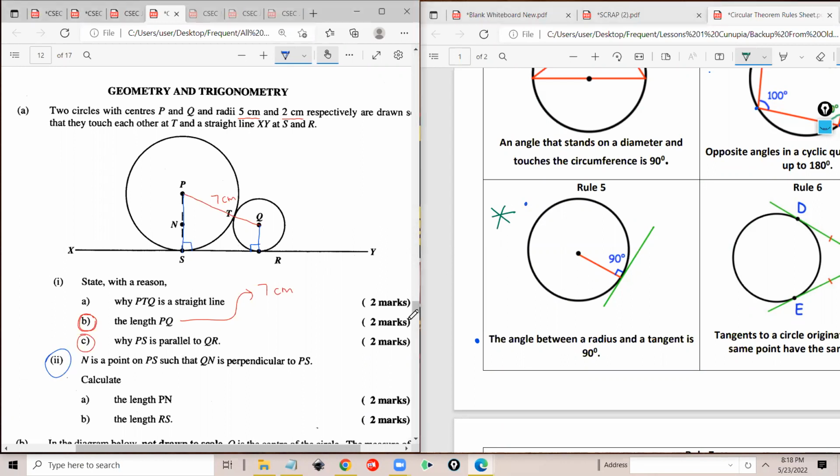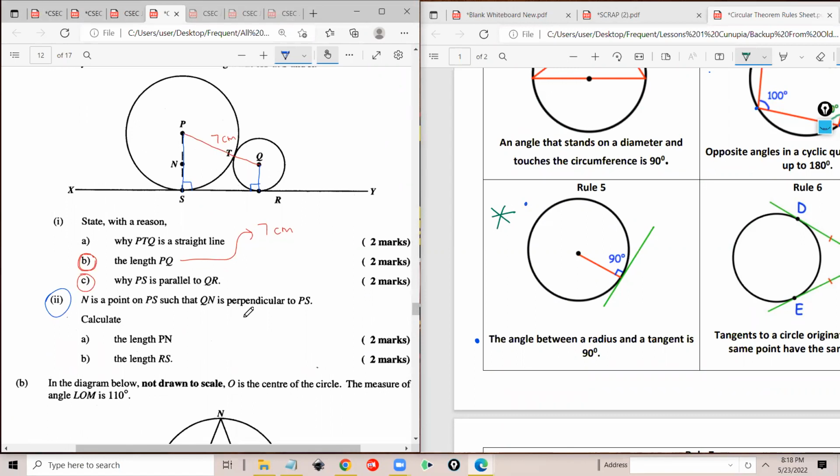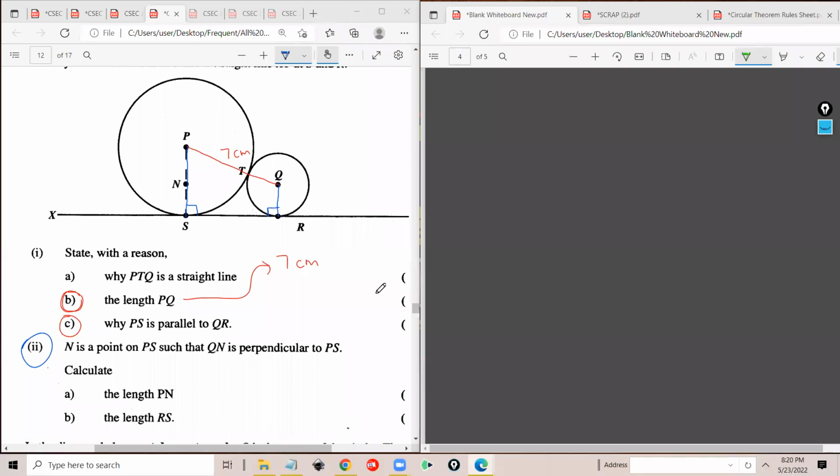Part 2. Right, so here's where the calculation starts. What they're really trying to say over here is that N is the same height as, you see, from here to here to here is the same distance. Both of them have the same distance. That's the only reason it would be parallel.